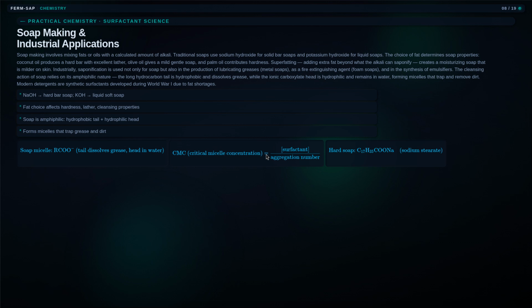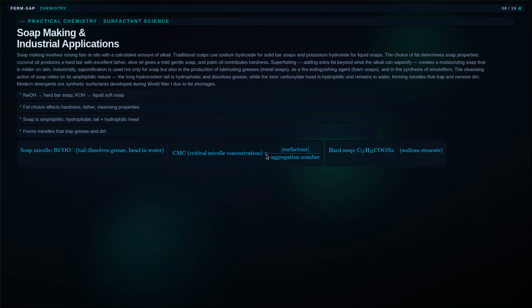Coconut oil produces a hard bar with excellent lather, olive oil gives a mild, gentle soap, and palm oil contributes hardness. Superfatting, adding extra fat beyond what the alkali can saponify, creates a moisturizing soap that is milder on skin.